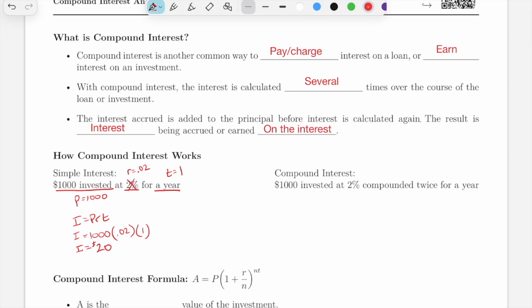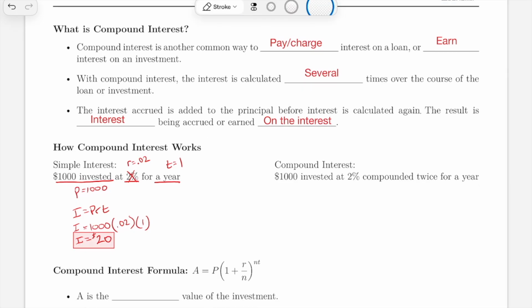So over the course of 1 year, if you invest $1,000, at the end of the year, the bank would put $20 in your account, and you would have $1,020 in your account, but you will have earned $20 worth of interest. Let's look at compound interest now.